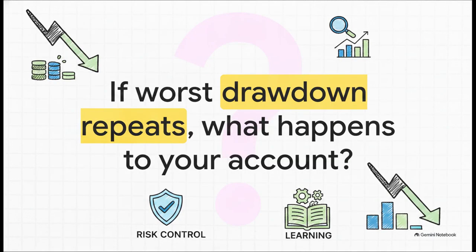I want to leave you with this final, provocative piece of homework. Look at the strategy you are currently invested in, or maybe the one you're thinking about joining. Ask yourself, if their worst historical drawdown repeats exactly today, right now, what happens to your entire account balance? If you don't know the answer, or if the answer makes you sick to your stomach, you are sized too large or you're using the wrong structure for your risk tolerance.